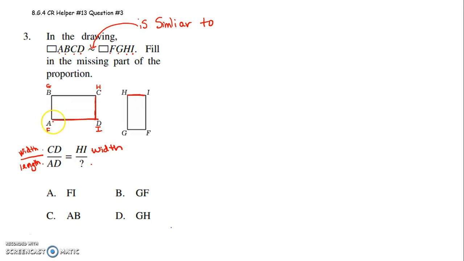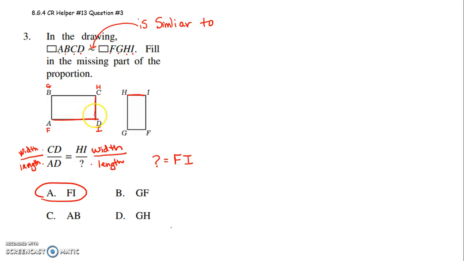So then you have to take this AD and say, what does AD correspond to? Oh, if we look at the length of the new rectangle, AD corresponds to FI. Remember, we're swinging it up. And A to D corresponds to FI. So the question mark would have to be FI.